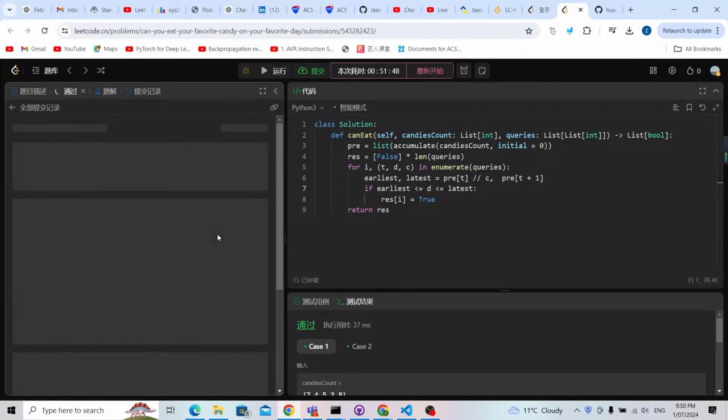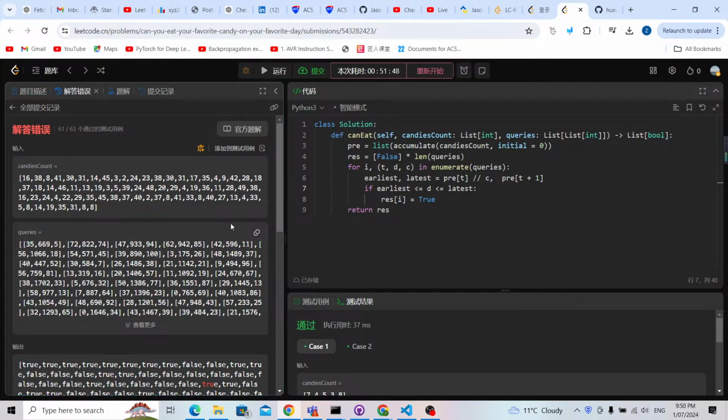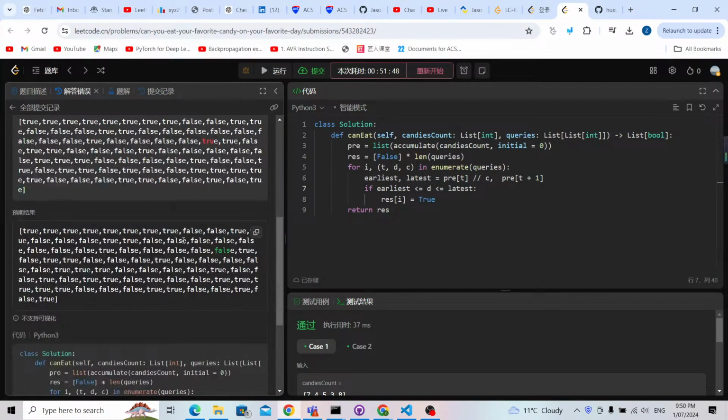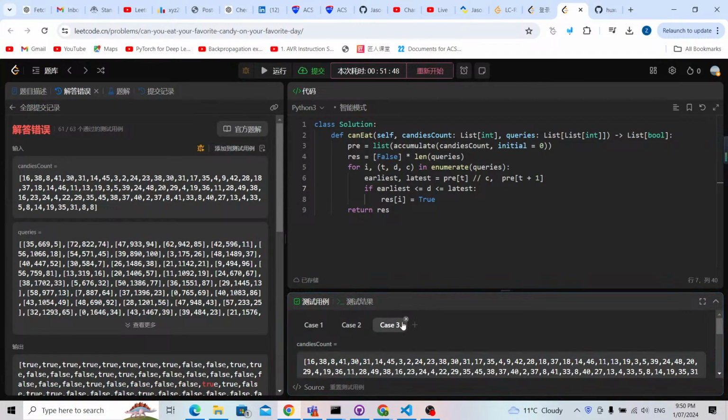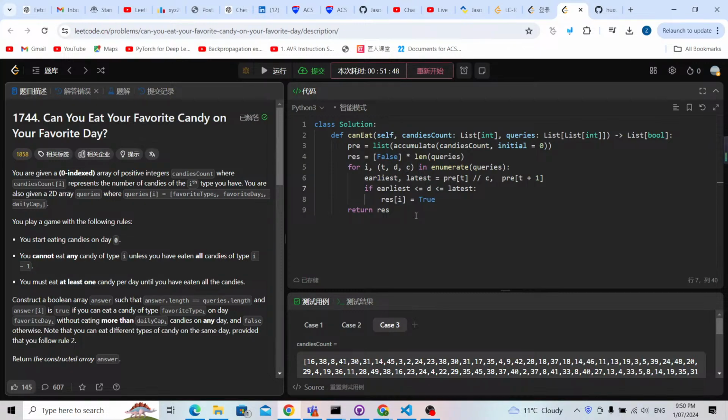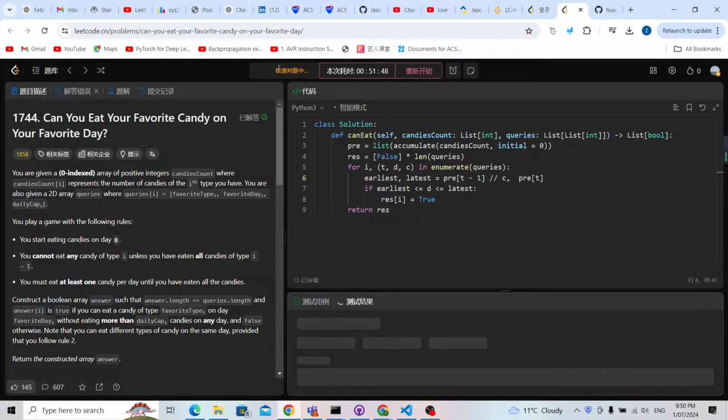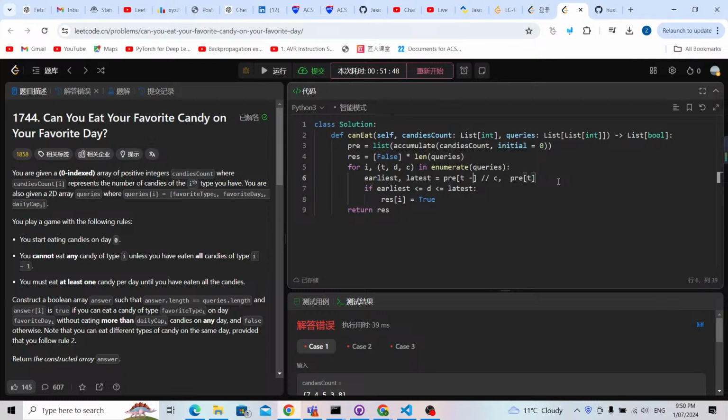Now let me submit it. There's something wrong. Let me check what is wrong. Definitely this one is going to be really difficult to debug if I made a mistake. So I prepared the prefix, so this is the result. I'm going to check that. I'm not sure. Maybe this is t, this is minus 1. I'm not sure. Oh, I think it is not.